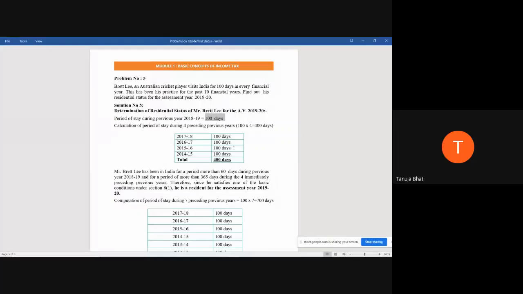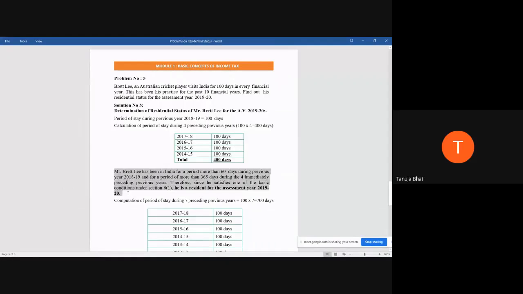Now, if he is fulfilling any one basic condition, is he a resident or a non-resident? Resident. He is a resident, ma'am. So therefore, very good, Bradley is a resident. Now, once we come to know he's a resident, what is our next step? Our next step is to know whether he's a resident and ordinarily resident, or resident and not ordinarily resident.